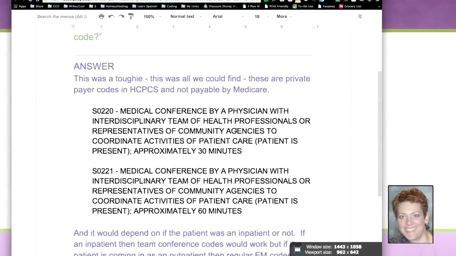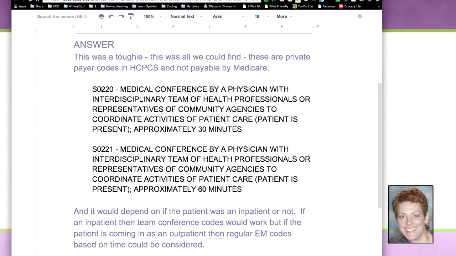So basically, I said this was a toughie, and all we could find were these two S codes, S0220 and S0221, Medical Conference by a physician with an interdisciplinary team of health professionals, and the difference was approximately 30 minutes versus approximately 60 minutes. Now, these are private payer codes. If you turn to the S section in your HCPCS Level II manual, it'll tell you that these are not payable by Medicare. So that's one caveat to even using these.